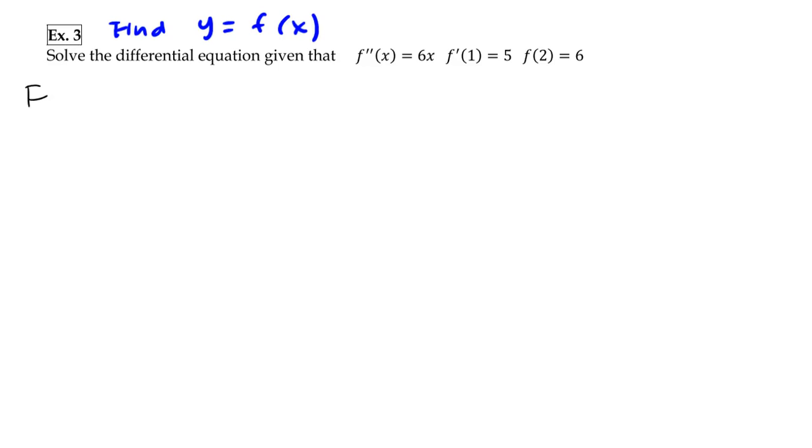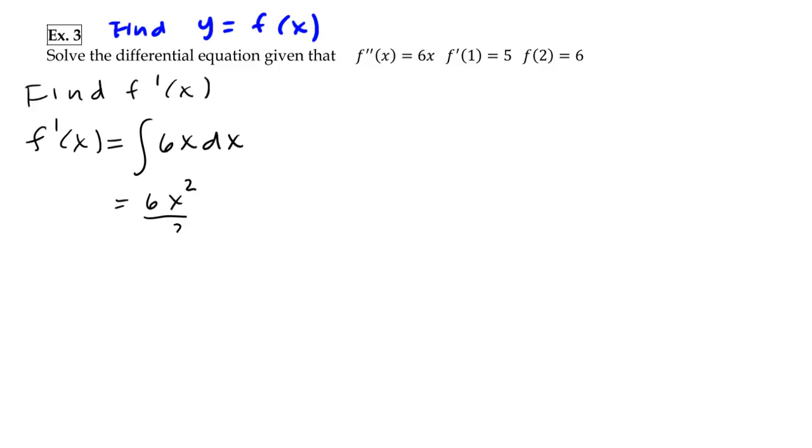First, we're going to find f prime. How are we going to do that? Well, we're going to say f prime is found by integrating the second derivative with respect to x. Okay, so we're going to take this. We are going to add 1 to the exponent, divide by that number, and plus c. So now we can say the first derivative is 3x squared plus c.